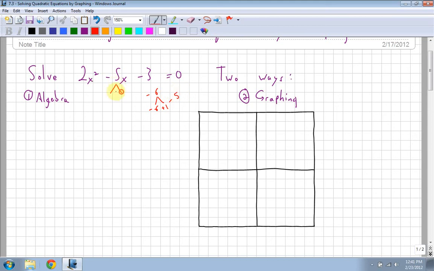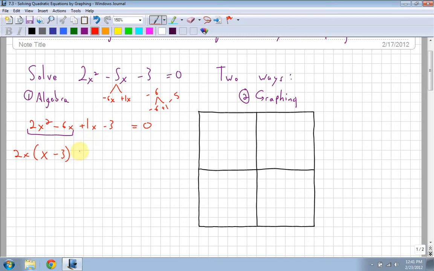If I'm splitting up the middle term, I need to split it up into my negative 6x and my plus 1x. So this becomes 2x squared minus 6x plus 1x minus 3 equals 0. And then I look at the first two terms, the 2x squared and the negative 6x, and I say, what's common between those two? Well, I know that a 2 and an x is common. If I divide 2x squared by 2x, I'm left with x. If I divide negative 6x by 2x, I'm left with minus 3.